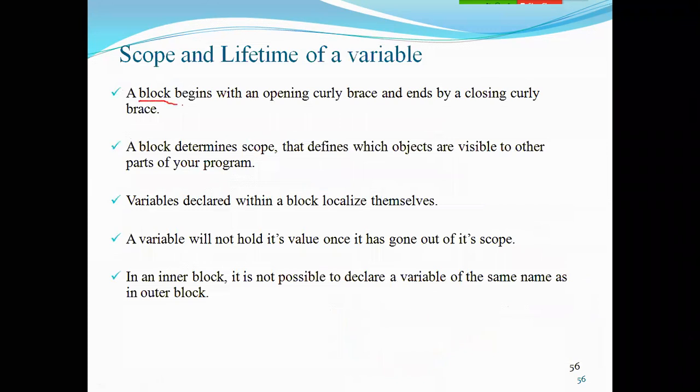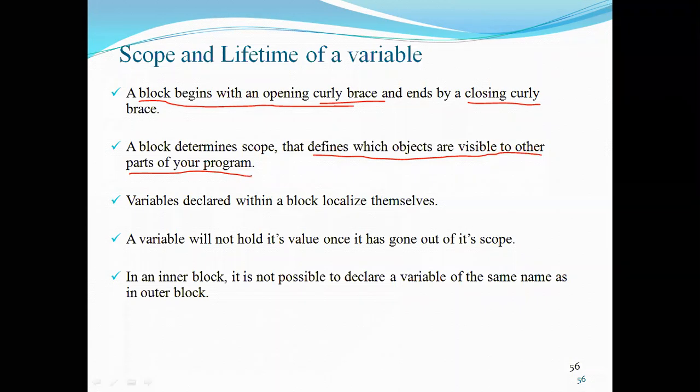We know that every block of code starts with an opening curly brace and ends with a closing curly brace. That represents a particular block, and the block determines the scope. It defines which objects are visible to other parts of your program. Visible means can be accessed from outside.